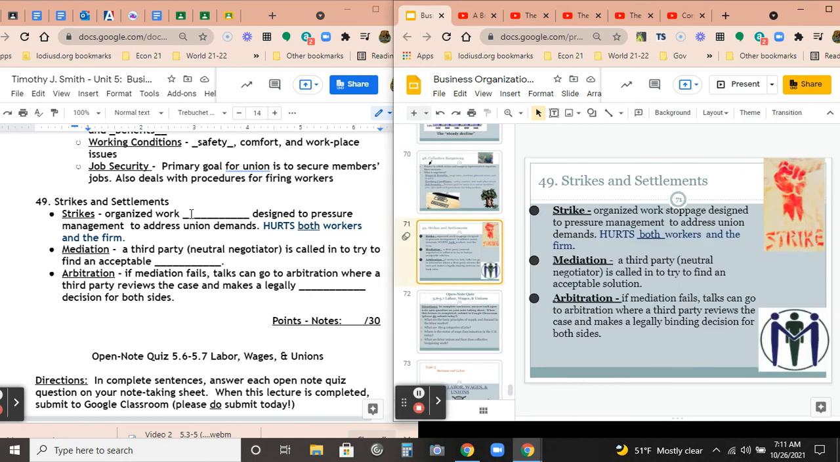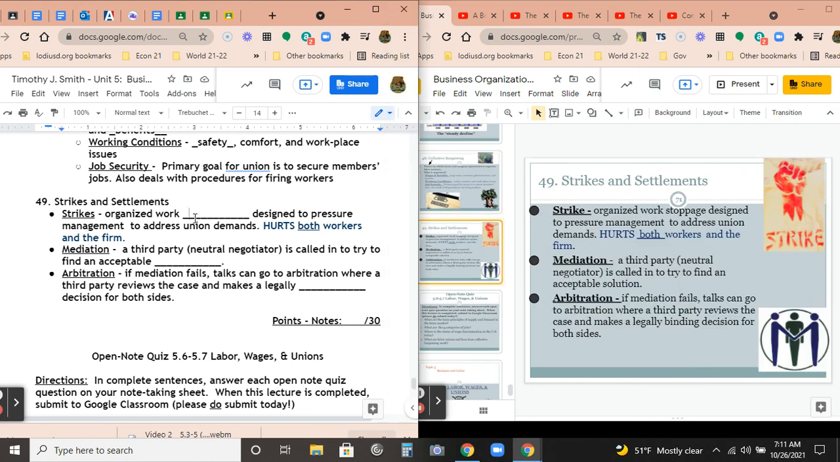Strikes and settlements. Strikes are organized work stoppages designed to pressure management to address union demands. Sometimes management doesn't take unions seriously until we get into the strike phase. But it hurts both workers and the firm. Because when you're on strike, you're not getting paid. And when you're on strike, the firm's not making product, or they're not teaching, or they're not policing, whatever the case may be.